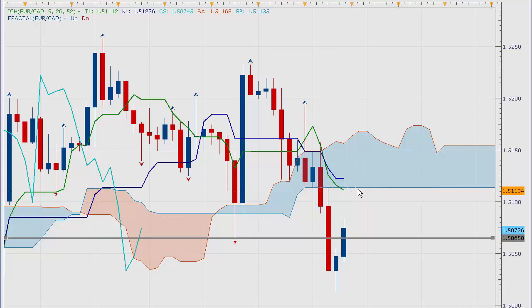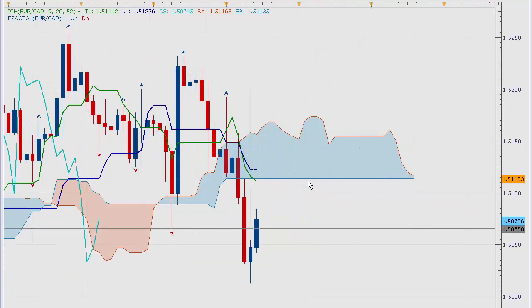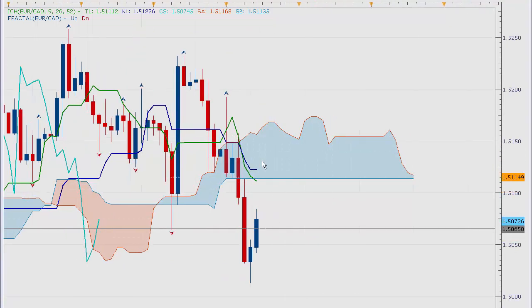Tenkan-sen, Kijun-sen in the bottom of the cloud. Big flat bottom on this cloud. So that could prove major resistance. So we'll wait to see what happens there and get a move to the downside.